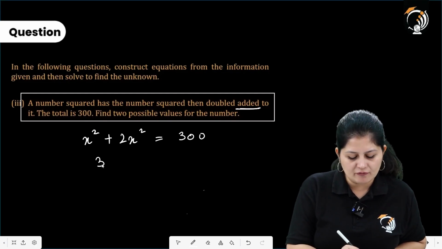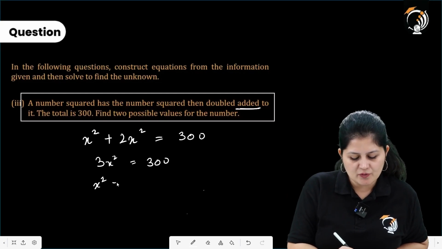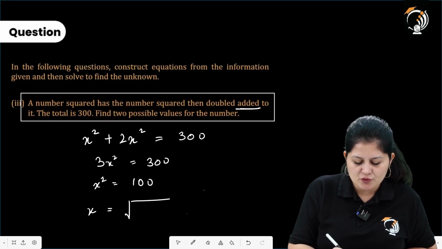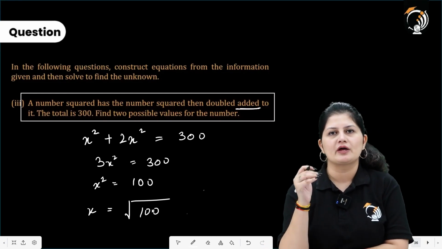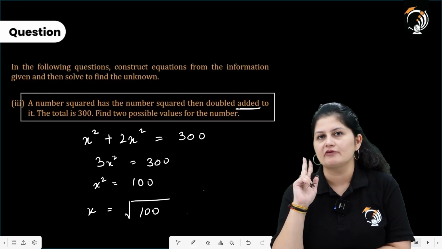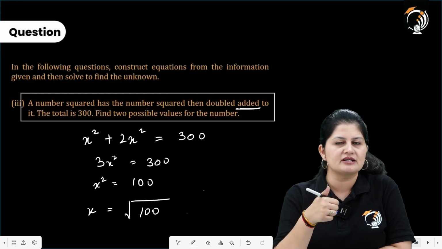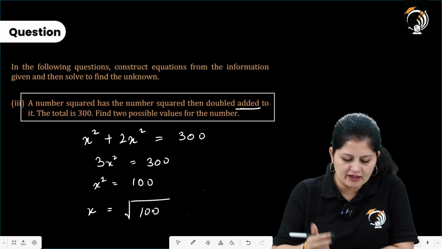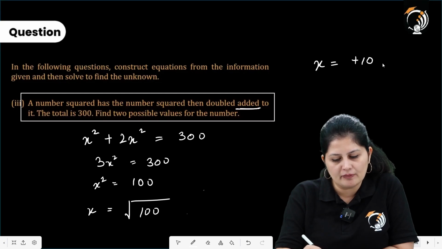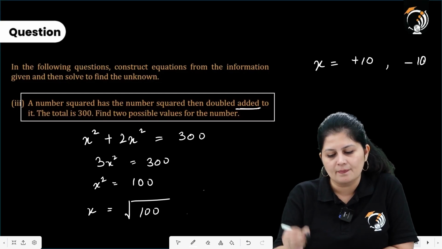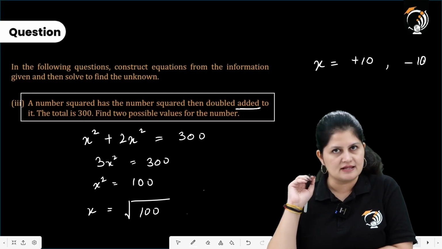So that means we have got 3x square is equal to 300. X square is equal to 100. So the value of x here is going to be the square root of 100. Right? Whenever we take the square root of any number, we get two values, one positive and the other negative. So in that case, the value of x here is going to be plus 10 and minus 10. So both the values will be accepted here.